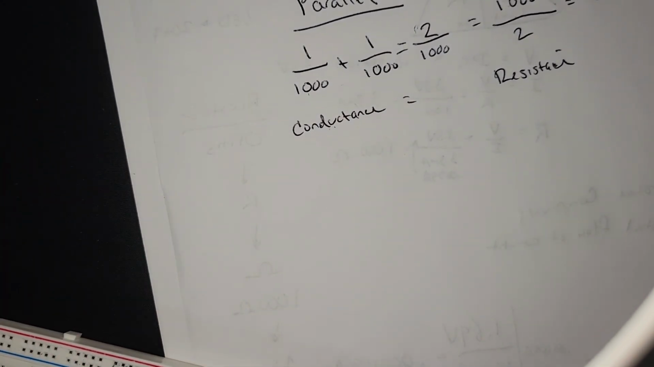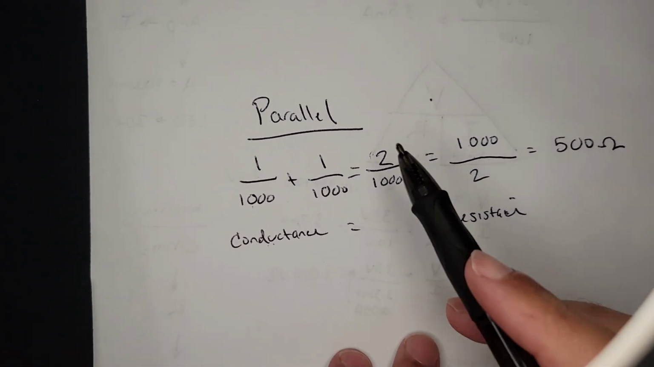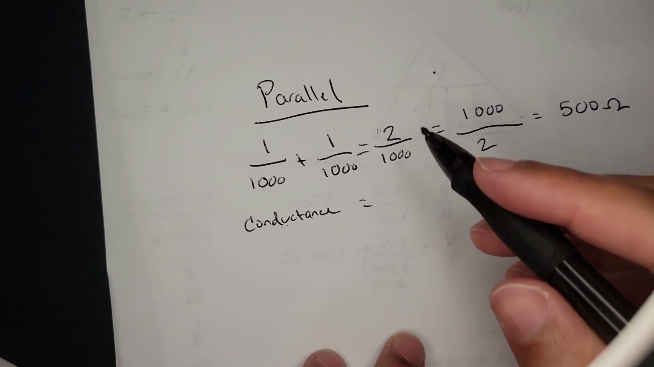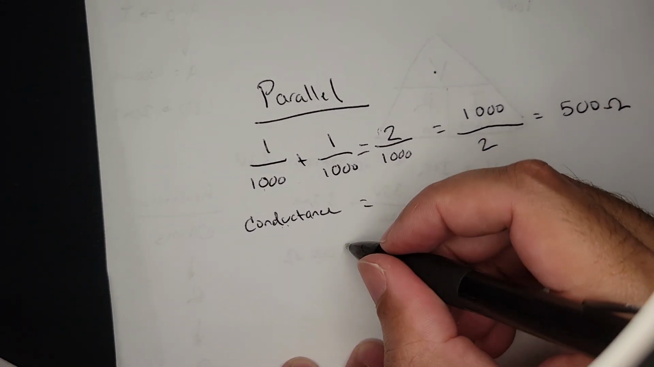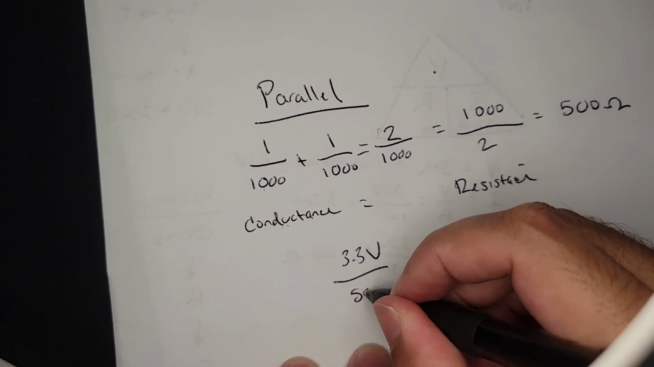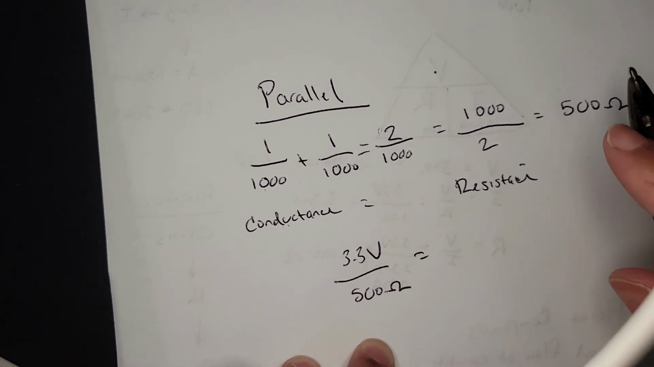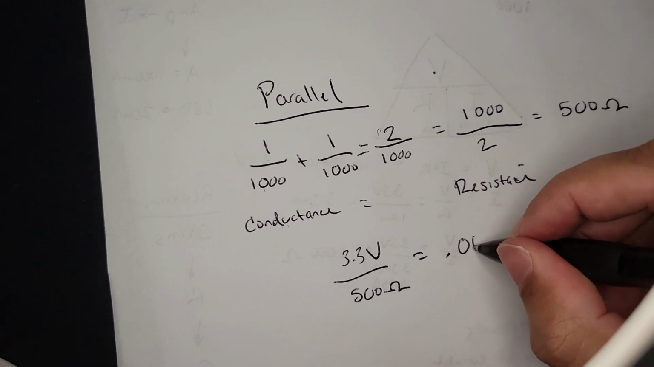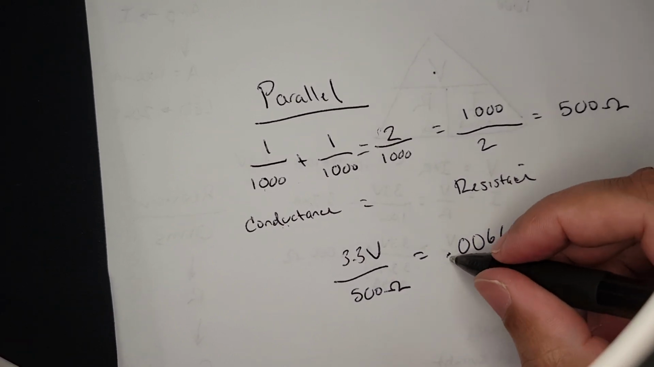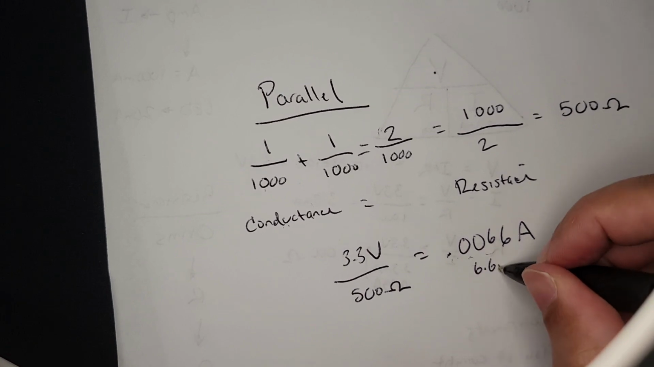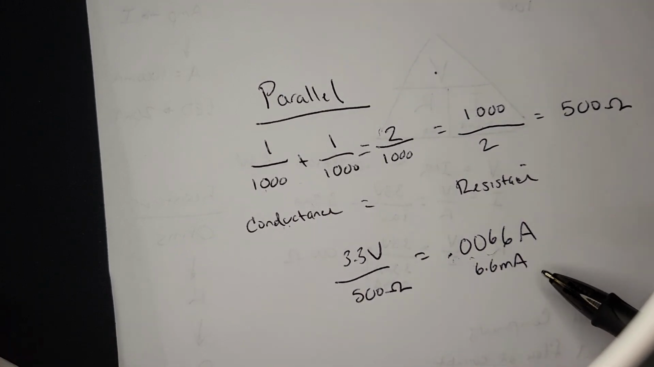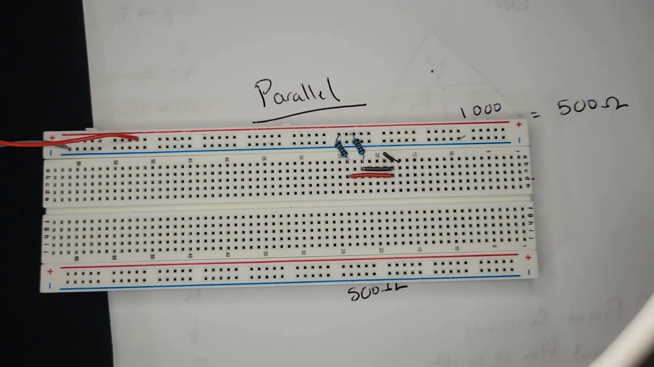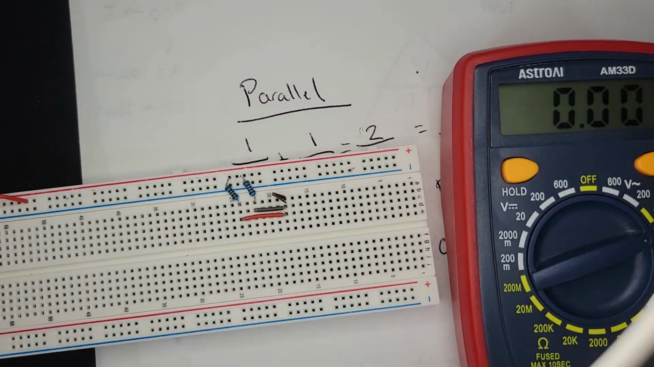In this case, where's my pen? In this case, we calculated our parallel resistance to be 500 ohms. So we know that 3.3 volts over 500 ohms will give us our current. Let me get my calculator. So 3.3 divided by 500 is 0.0066 amps, which is 6.6 milliamps. I'm kind of surprised that I calculated this correctly because it is very confusing to me. So let's measure it again, just to double check, and then I'll go over what we did to make sure.